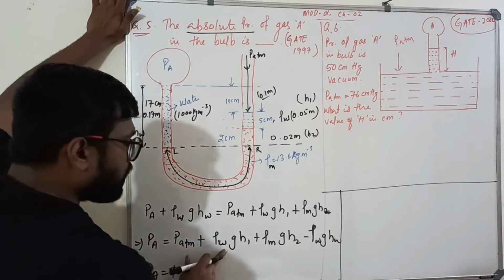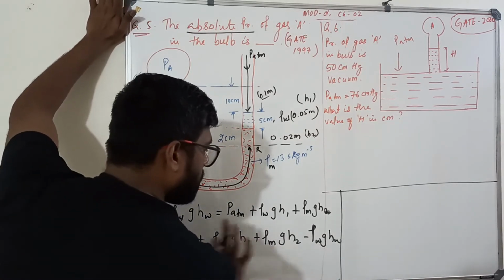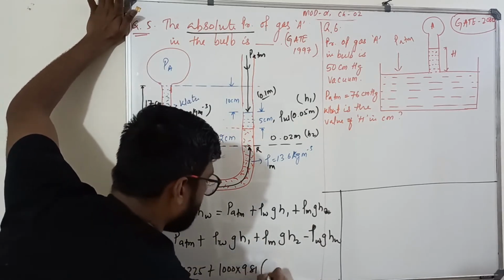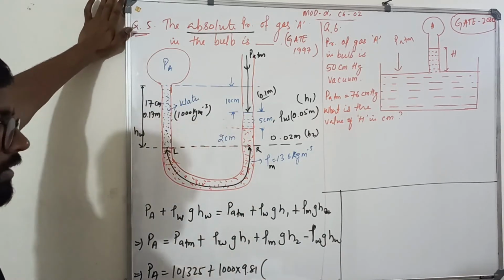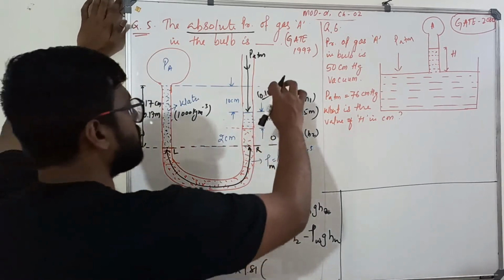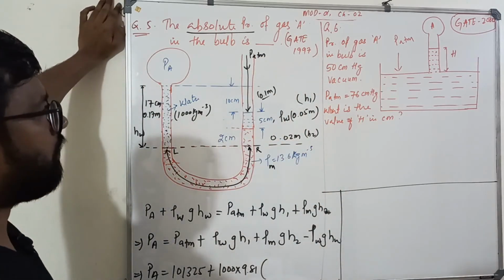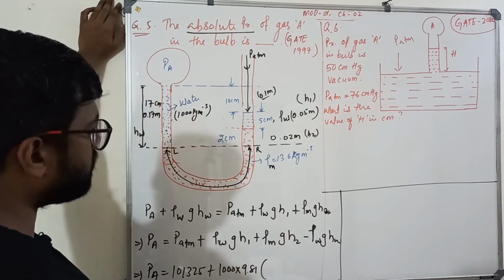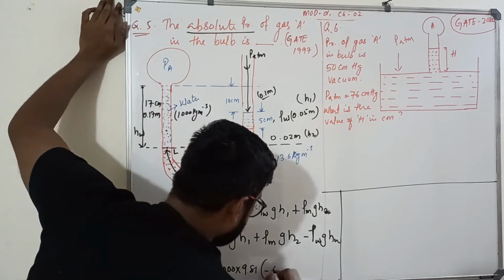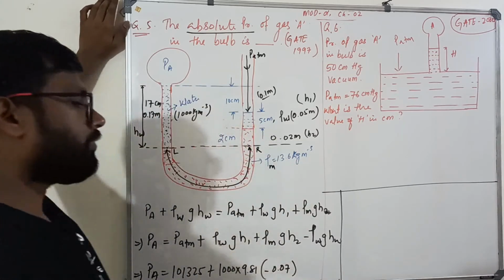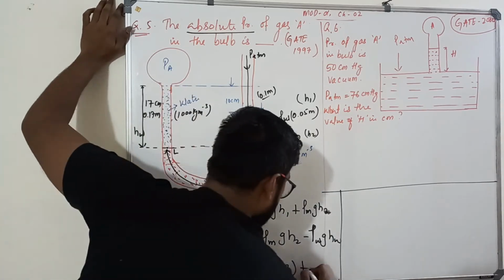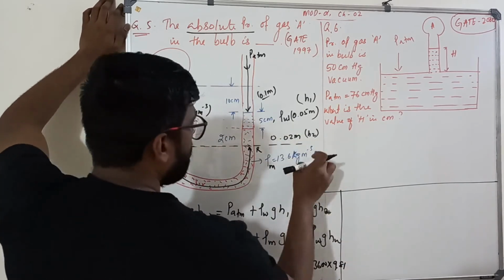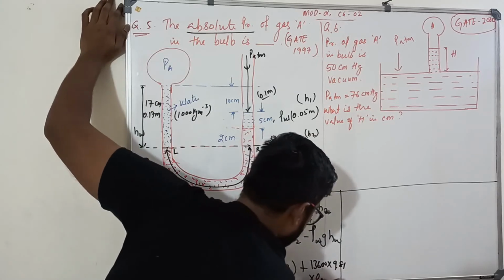Plus rho water, take common. Rho water is how much? 1000. g is how much? 9.81. h1 minus hW. How much is your h1? h1 is 0.1 meter. Total, your hW how much? 0.17 meter. So I am getting minus 0.07 meter here. Okay, good. Plus density of mercury 13,600 multiply 9.81, height of the mercury how much? 0.02.